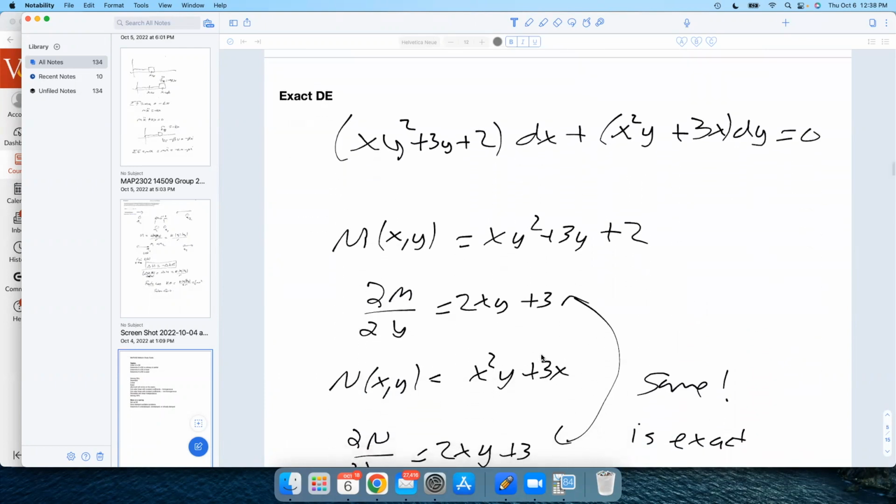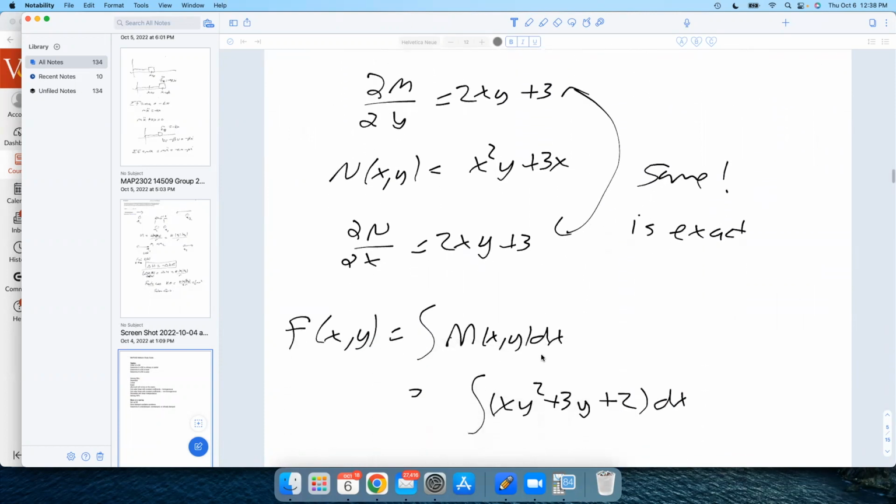Exact DEs, again, a place where a lot of people lost points, clearly not knowing how to do these. Make sure you know how to do exact DEs.